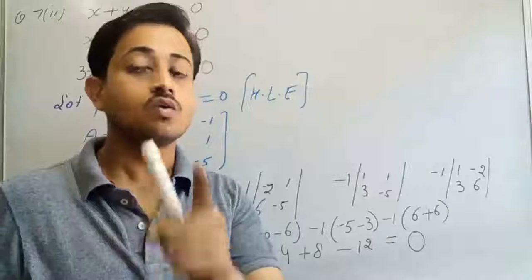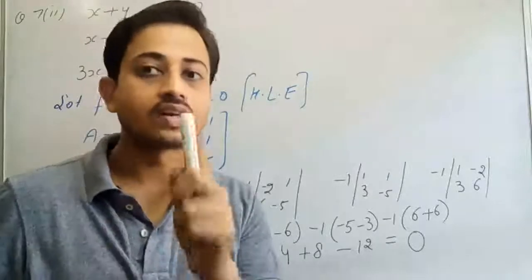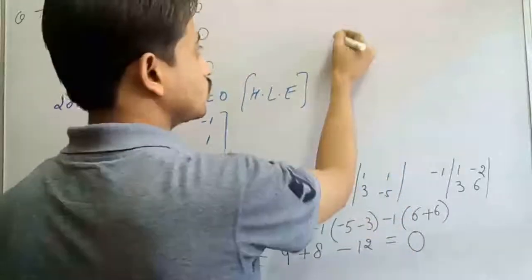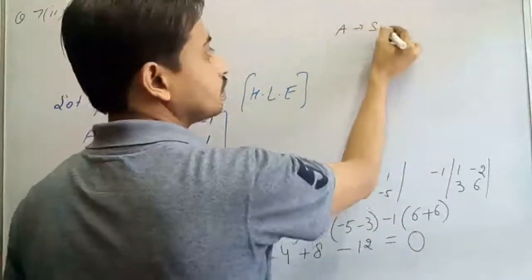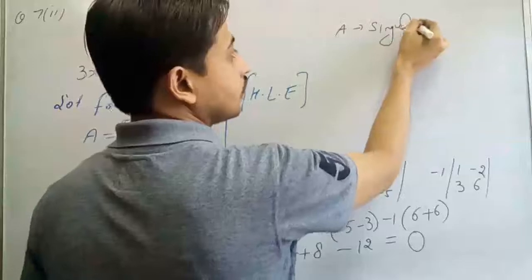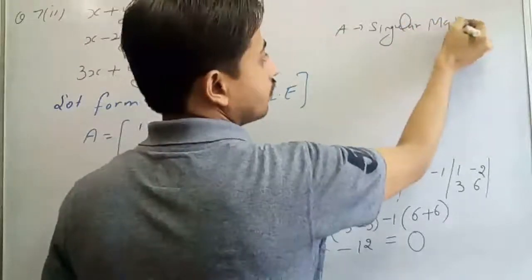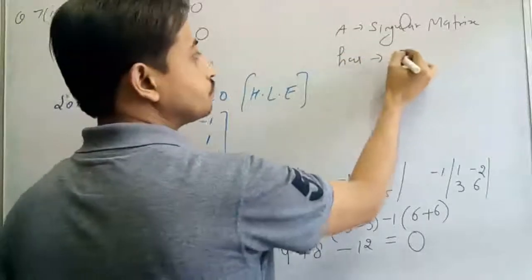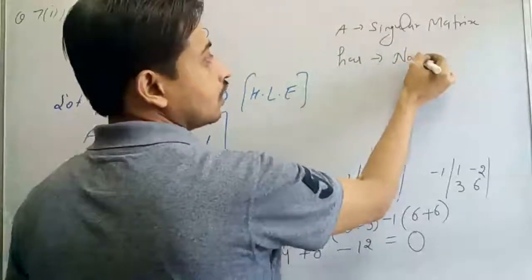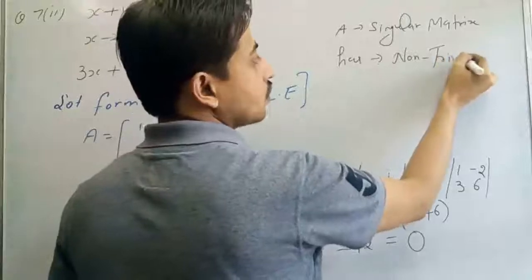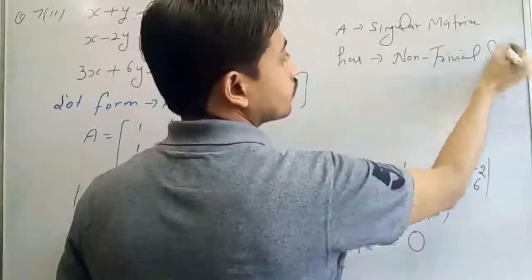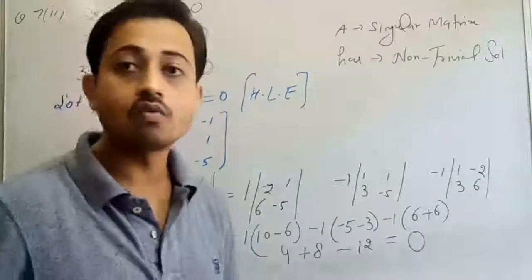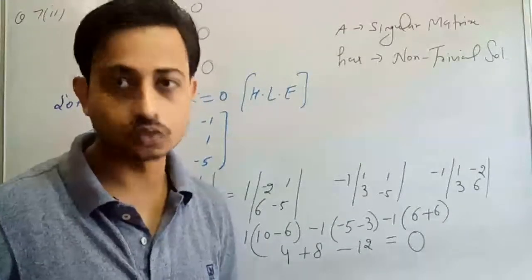This indicates that we are going to get a non-trivial solution, because the A matrix is a singular matrix. So A is a singular matrix and has a non-trivial solution. So we are getting a non-trivial solution. How will we get the non-trivial solution?